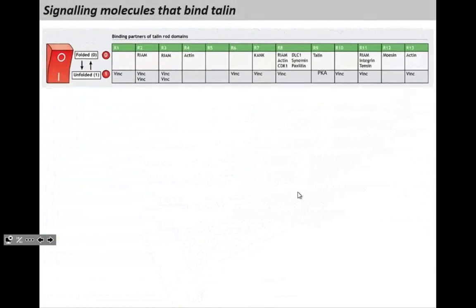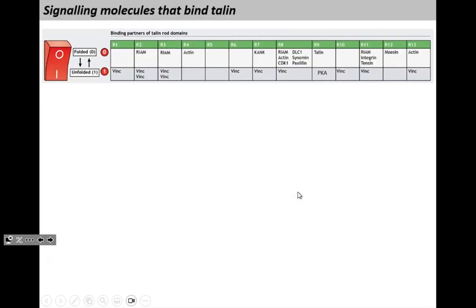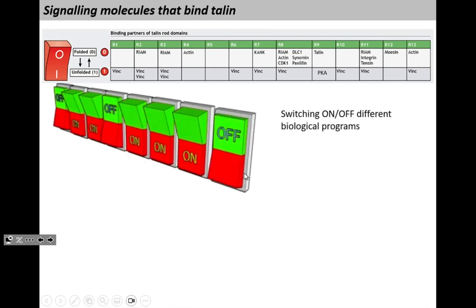But if we look at the switches, then this molecule is switching on and off lots of different things, because all of these switches bind to different ligands. The only one we haven't got something for is R5, but this is the most conserved domain. It's the most interesting bit. We don't know what it does yet in the whole molecule. But what this leads to is this idea that you could switch on and off different biological programs by these mechanical signals, altering these switches and switching on and off different programs.